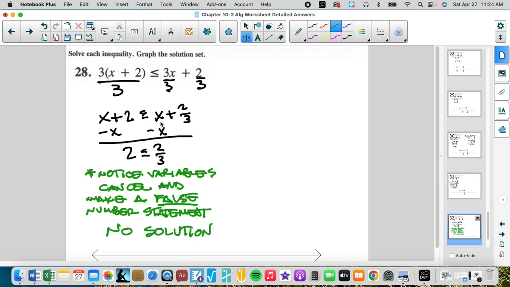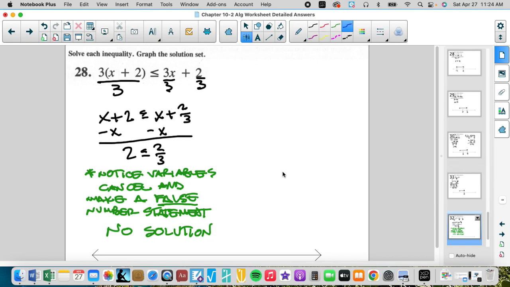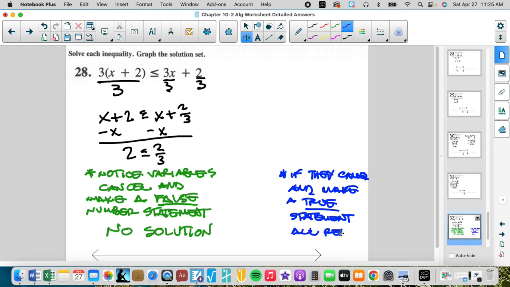If the variables cancel out and they make a true statement, so now let's not do that. Let's look like an ear right there. Look like Charlie Brown, kind of. Let's do this. If they cancel and make a true statement, then it's all real numbers. So if the variables cancel and you make a true number statement, then the answer is all real numbers.